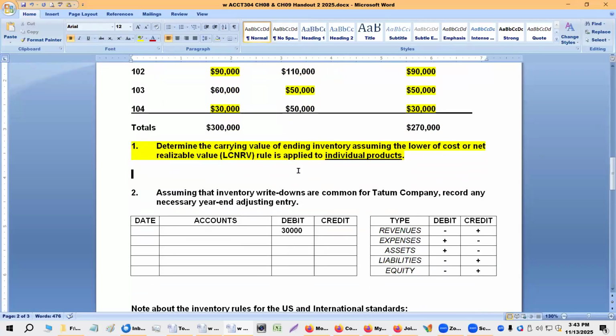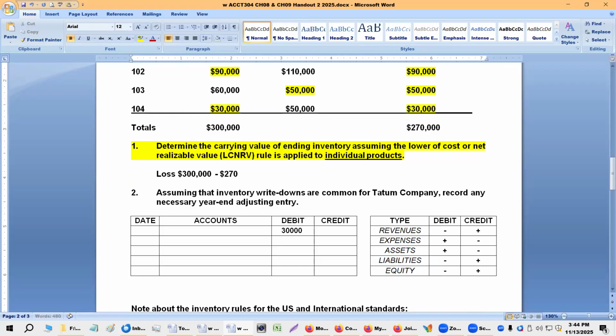Okay, so do we have a loss or not? How much is the loss? We do have a loss. How much is it? 30,000. Yep. And when you're doing this method, you can only have a loss. You can't have a gain. So if the cost is lower than the net realizable value, you just leave it alone.